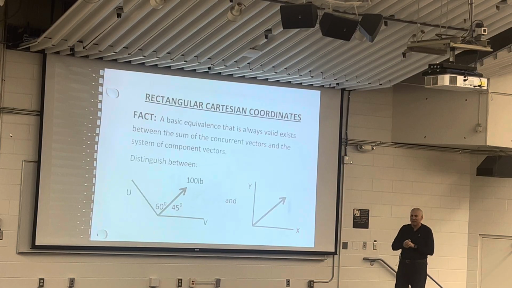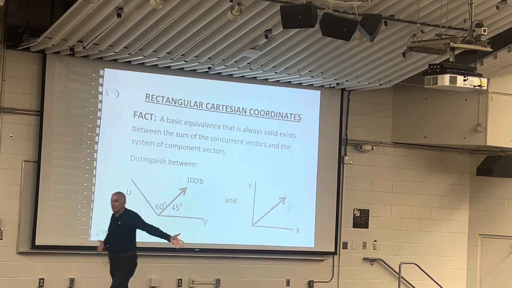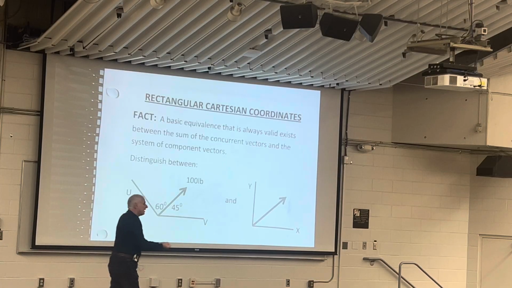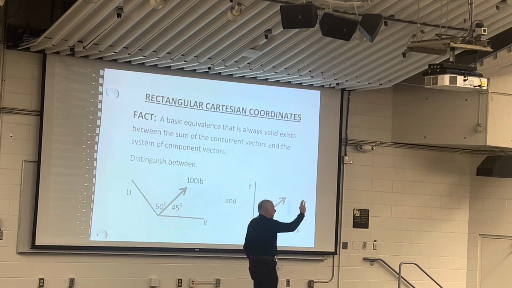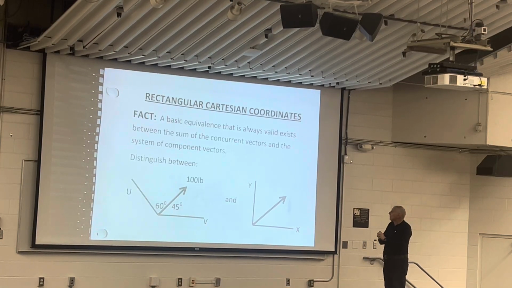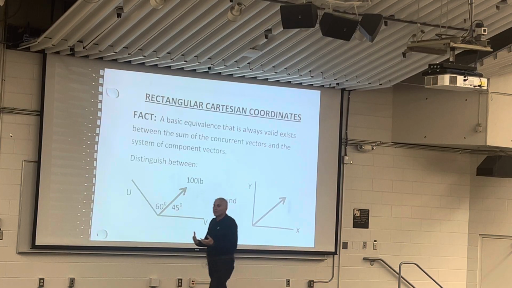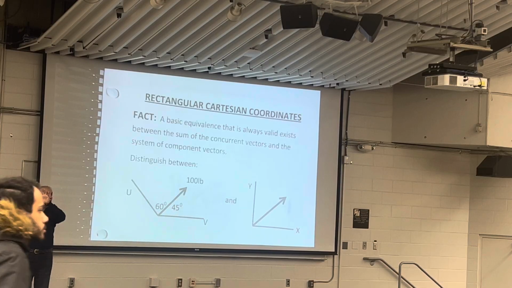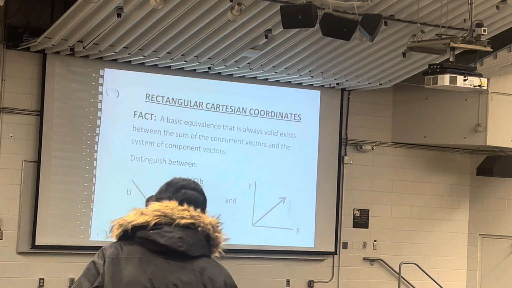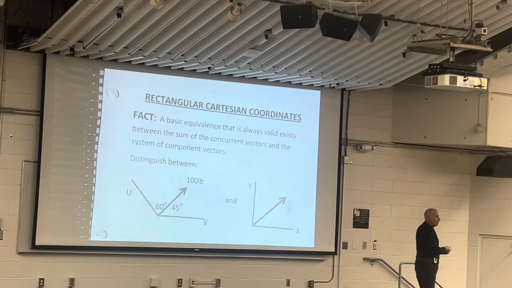What does concurrent mean? If you read the first 8 pages of the Procopy book, which I told you to do. Yes. Everything emanating from a single point. So all the forces are going from a single point. Between the sum of the concurrent vectors and the system of component vectors. What's that saying? Hey, listen. If you work with the force itself, or you work with the components of the force, they're equivalent. They're the same. Don't worry about it. If it's easier, go with the component method. Okay?